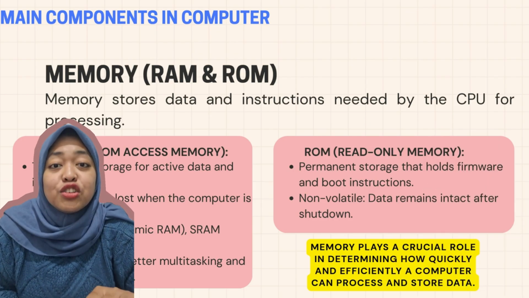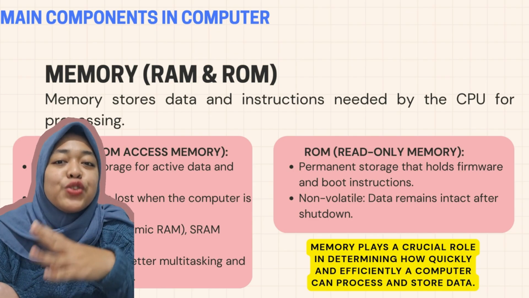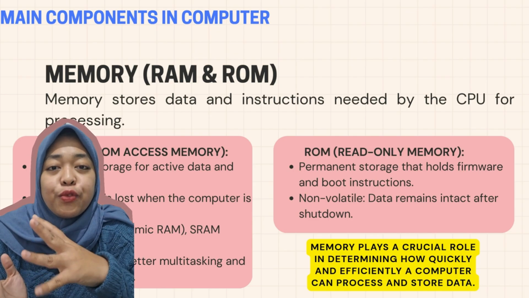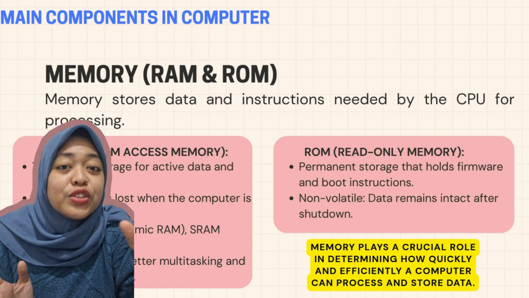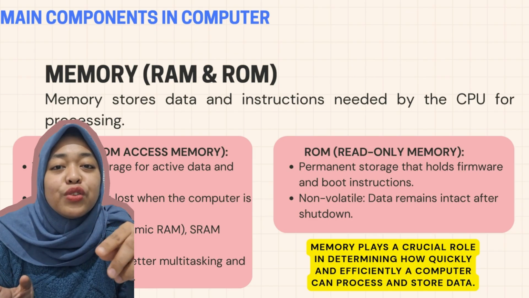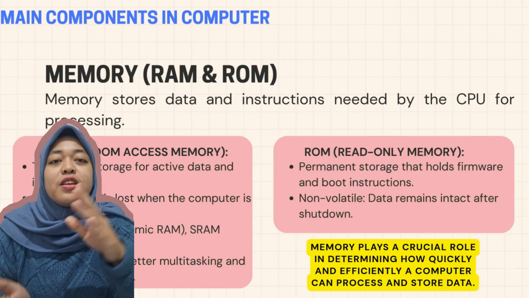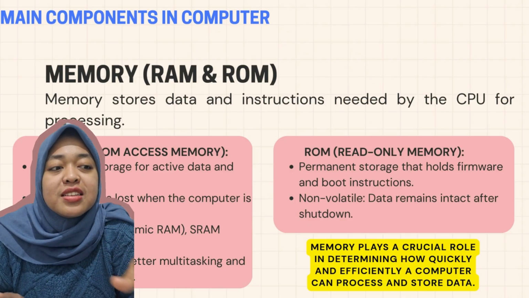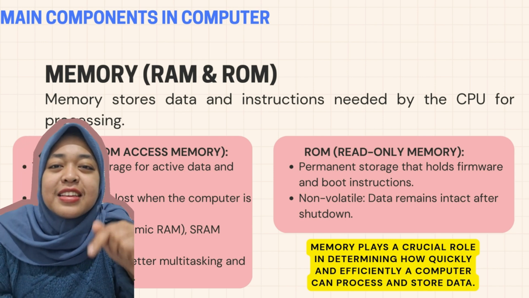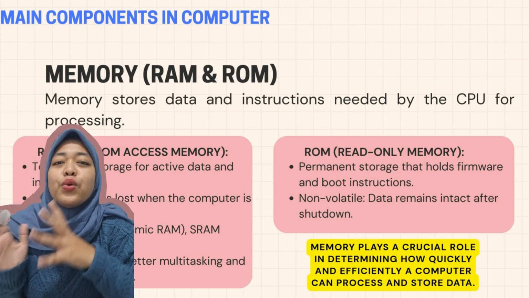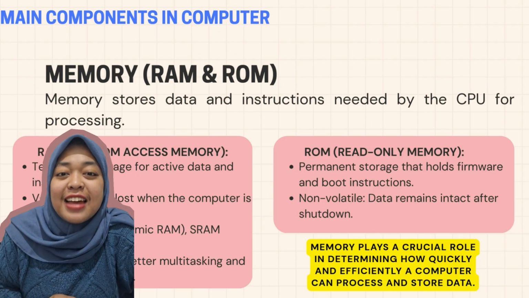On the other hand, ROM, read-only memory, is permanent storage. It holds firmware and boot instructions needed for the computer to start. ROM is not volatile, meaning the data remains intact even when the computer is turned off. In short, memory is key to how quickly and efficiently a computer can operate and handle data.